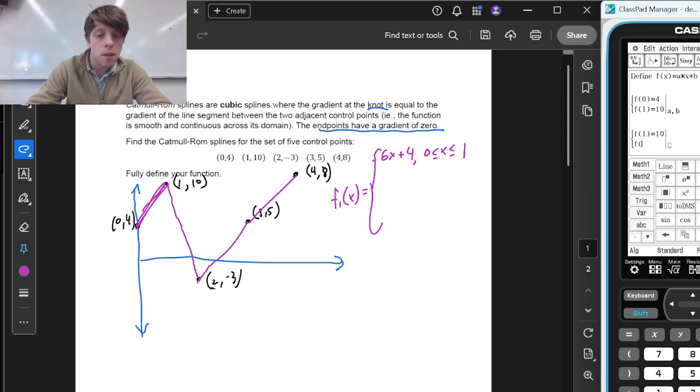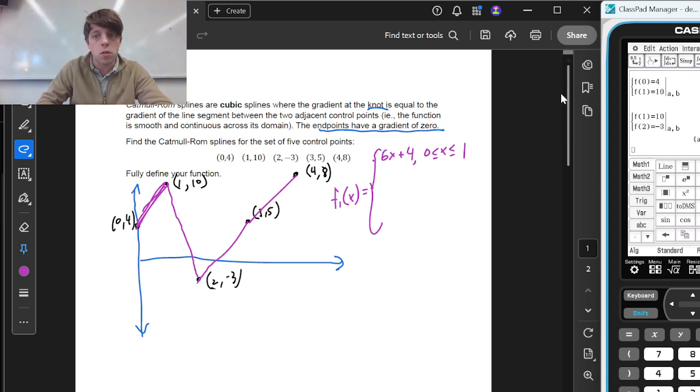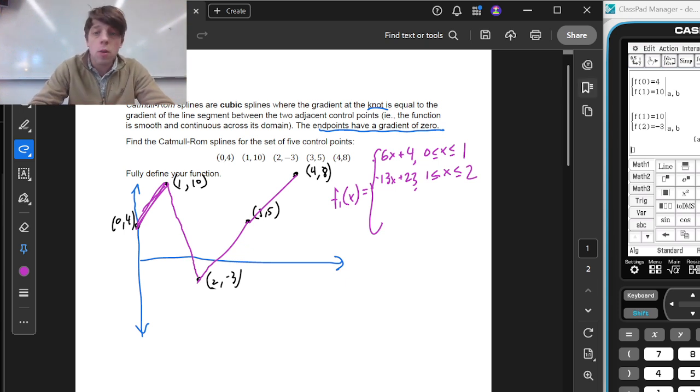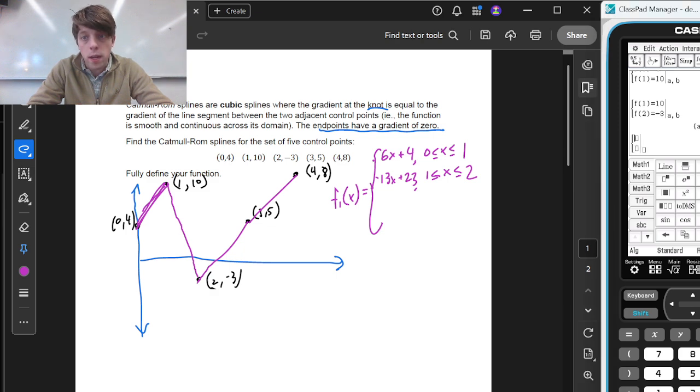So we put in these 2 points, and this time we're going to solve for a and b, and it's going to give us a different answer. So this time it's giving us a is equal to negative 13, so this is negative 13x plus 23. And once again, we're going from x is equal to 1 up to x is equal to 2. Once again, we can type this in once more and figure out the spline between the next two curves.